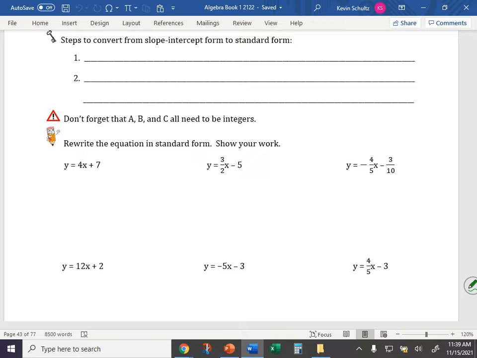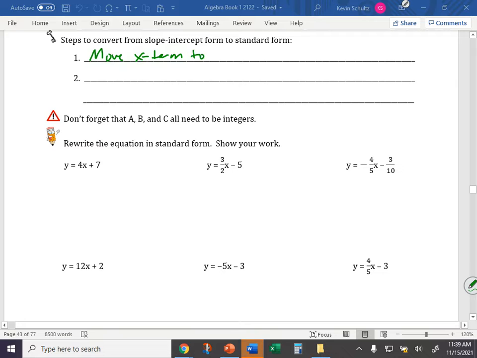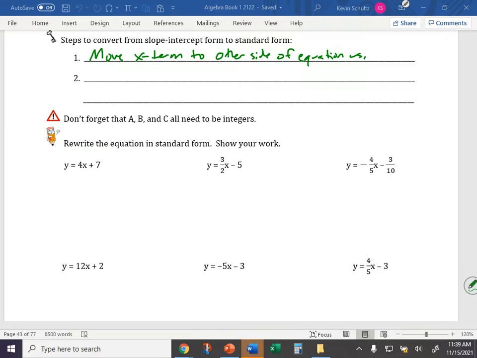So your first step is always going to be: move the x term to the other side of the equation using opposite operations. Okay. The key difference between standard form and slope-intercept form is that the x and the y are on the same side. So if we start in slope-intercept form where they're on opposite sides, we just have to move that x over. Okay? And we do that using opposite operations.